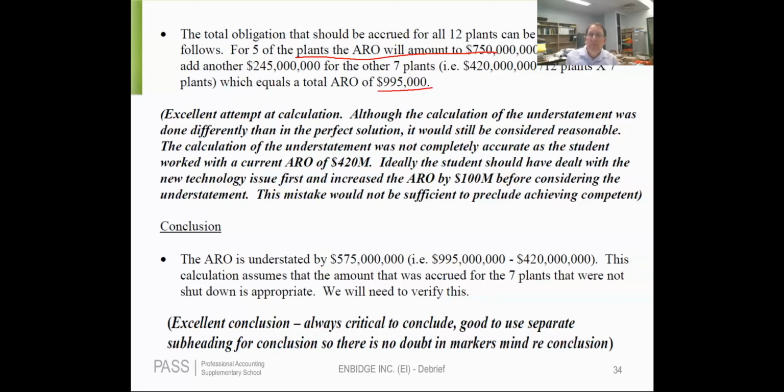Because who says I should only accrue for the plants I'm decommissioning? I've got to accrue for everything. Eventually, I'm going to decommission everything. So this is pretty good. Messed up a little bit with the 420, the 520, whatever. I don't care. Overall, this is definitely good enough, even with a mistake, to get competent. Therefore, I'm under accrued by 995 minus 420, a mere 575. Excellent.